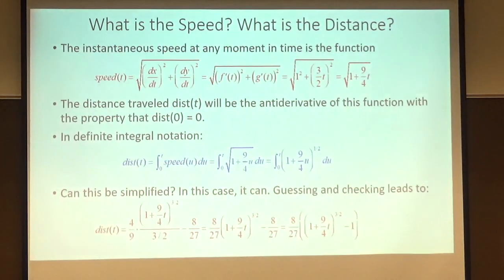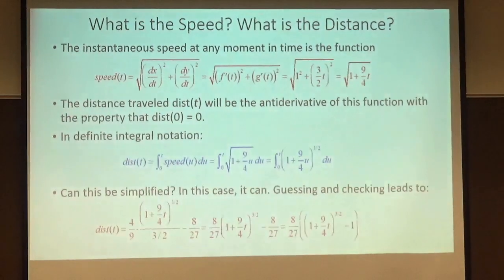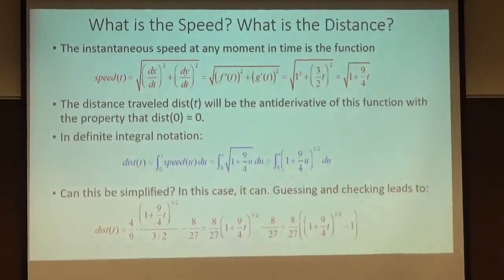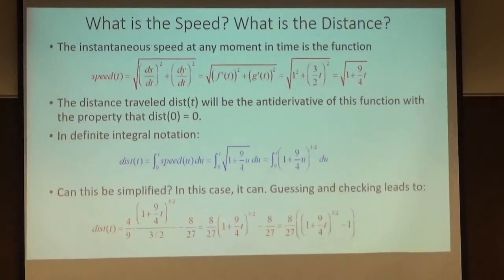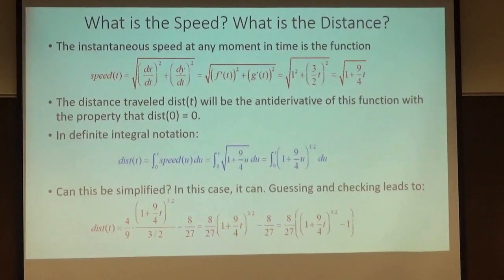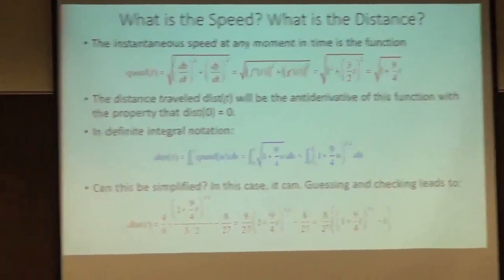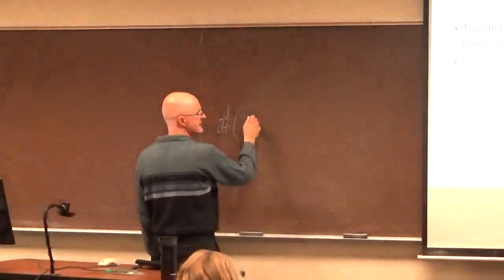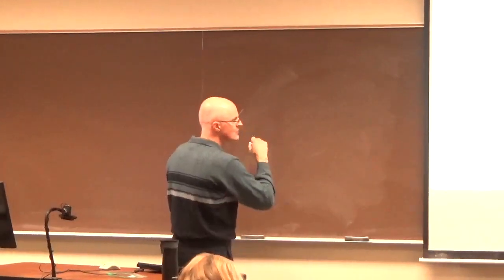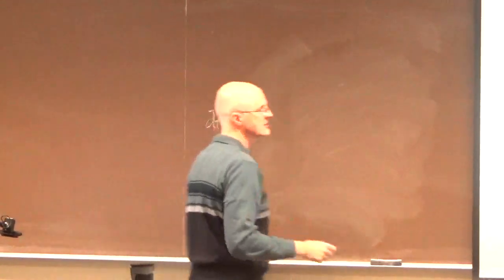You might also be wondering why I subtract this 8/27 as well, that constant, and that is to make sure the graph goes through the origin. Pick one particular antiderivative. You can check it. Take the derivative with respect to t. I won't bother with the constant. I'll just focus on this part right here.